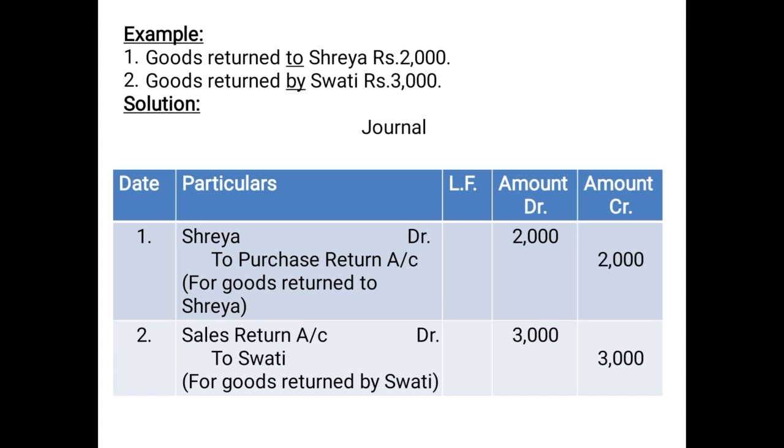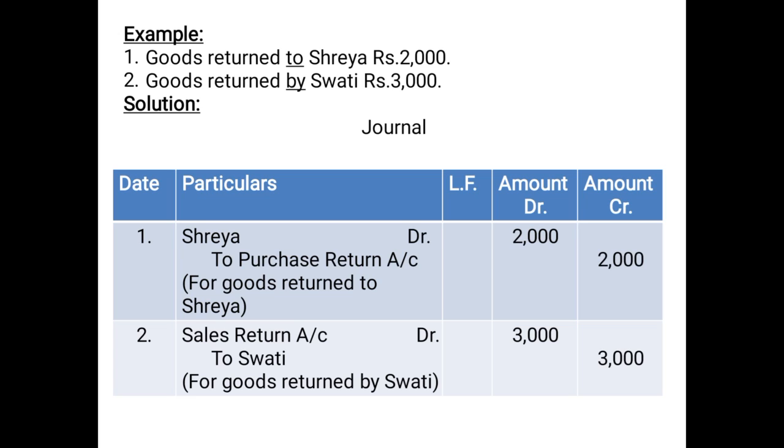Rupees 2000. Now since the business is returning the purchase or some goods to Shreya amounting to rupees 2000, the business has to receive this returned goods amount back from Shreya. That means Shreya has become a debtor for the business and therefore Shreya will be debited. We will not put the word account because Shreya is a human being. And if it is purchase return, we know purchase carries a debit balance but purchase return carries a credit balance.